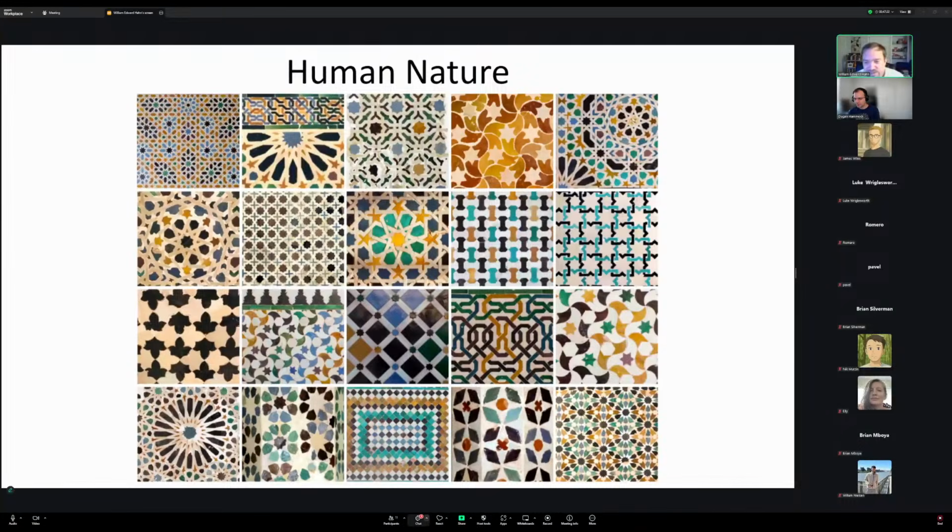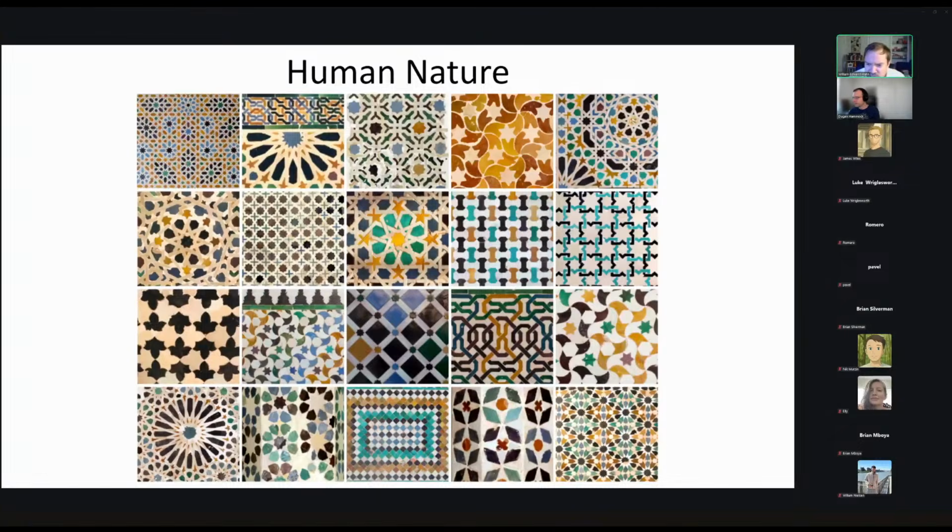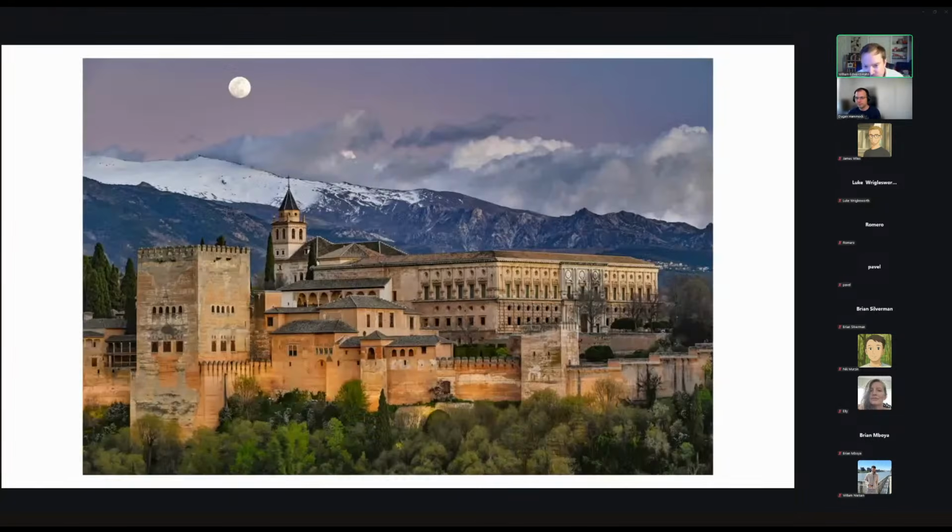Just to be clear, I'm not suggesting that these patterns are not man-made. That's not what I mean. I just mean in general, we want to think about the process of pattern generation in a broader sense. So here's me at this place called the Alhambra. We got to take some of these wonderful pictures. This is not a picture I took, but it's a nice close-up of that building.